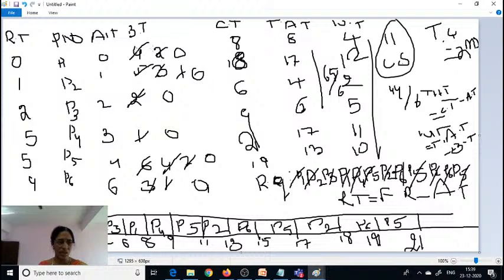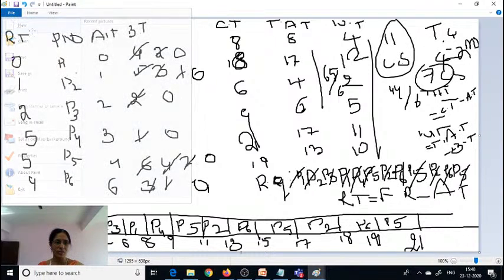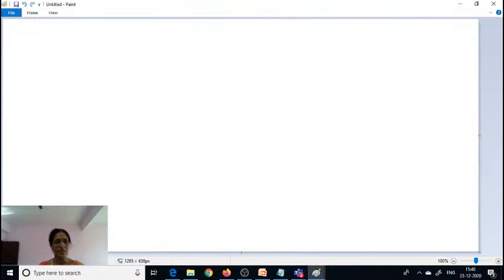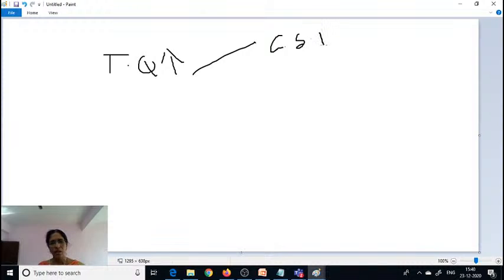Suppose the time quantum is 4. The first one we do not count. Next, since there is 5, it switches 2 times. Then 3, 4, 5, 6, and next 7 context switches. So if the time quantum is 4, 7 context switches are required. That means the time quantum is increased, so if the time quantum is increased, the number of context switches is decreasing.